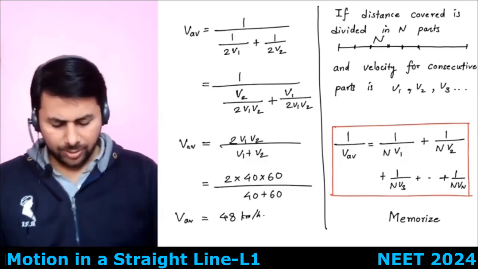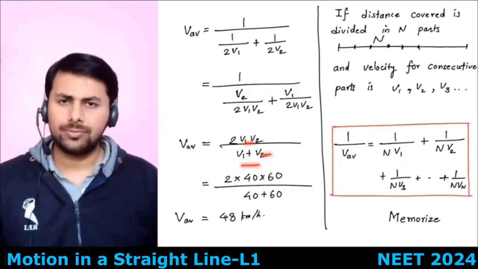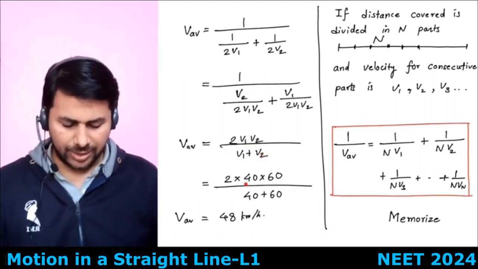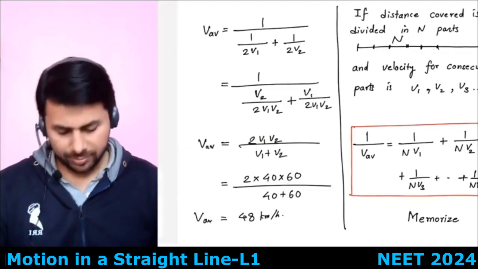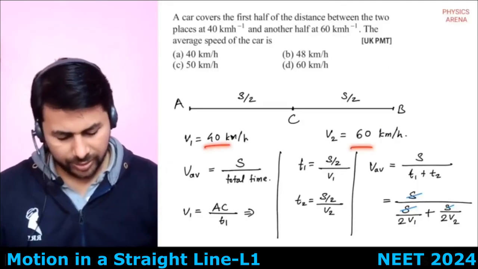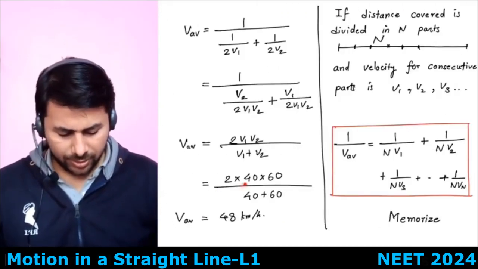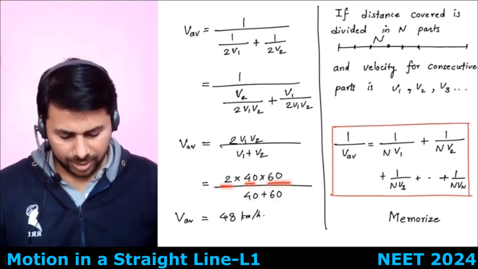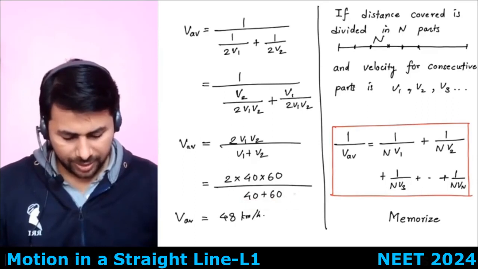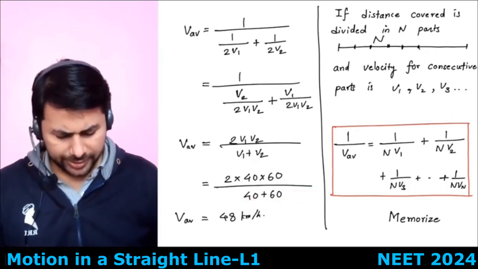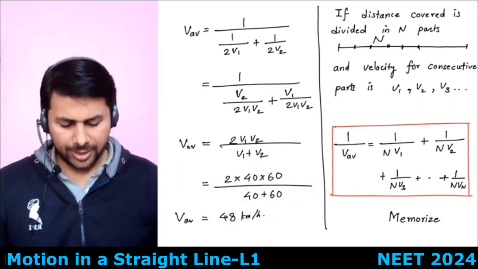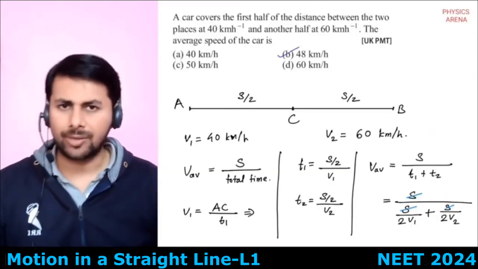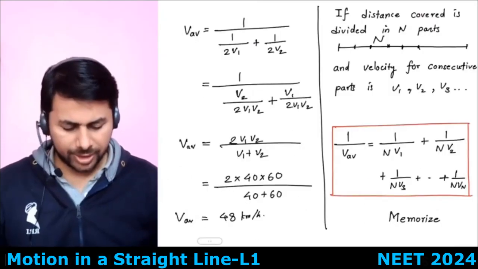Now you can substitute v1 and v2 and find out the answer. v1 is 40, v2 is 60. So it is 2v1 v2 divided by v1 plus v2, which is 40 times 60 multiplied by 2, upon 40 plus 60, which is 100. So the answer comes out to be 48 km per hour. This is the answer of this question, 48 km per hour.